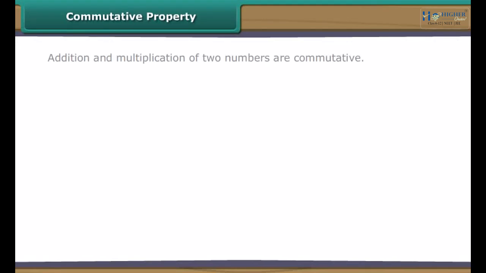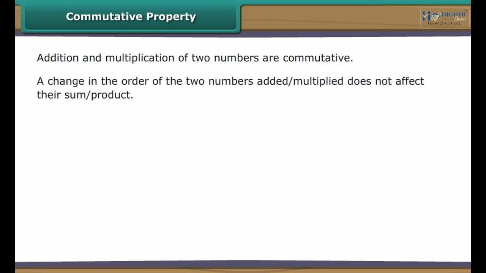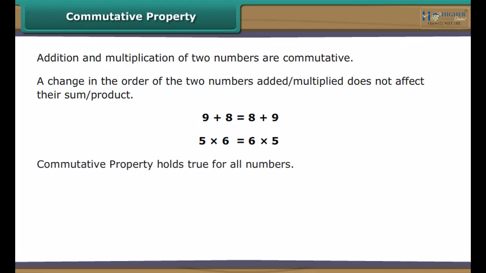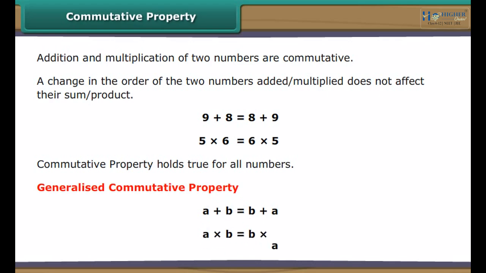Commutative property. Addition and multiplication of two numbers are commutative. In other words, a change in the order of the two numbers added or multiplied does not affect their sum or product. 9 plus 8 is the same as 8 plus 9. 5 into 6 is the same as 6 into 5. The commutative property holds true for all numbers. We can therefore generalize it with variables as a plus b is equal to b plus a, and a into b is equal to b into a.